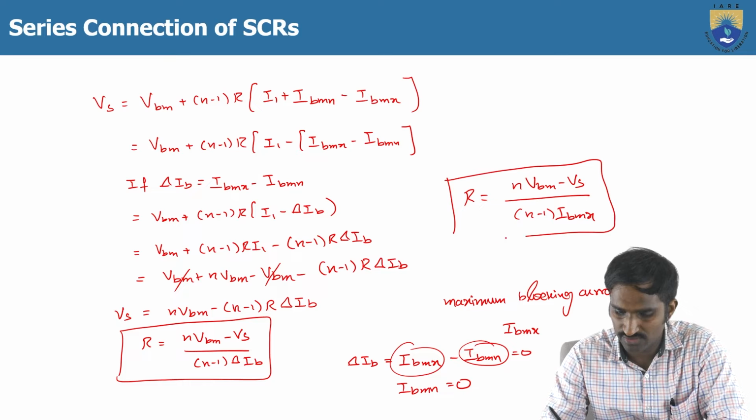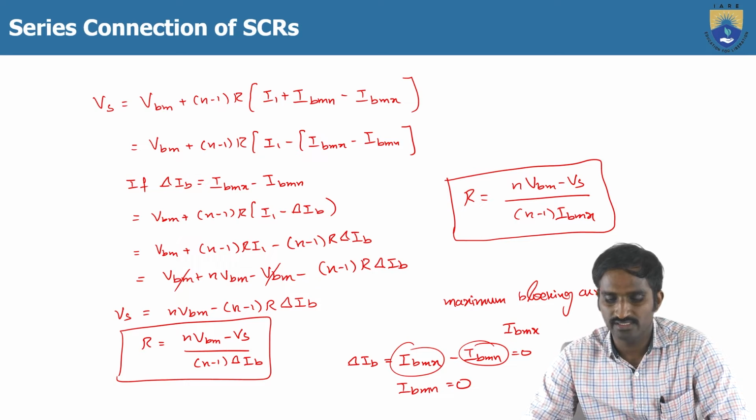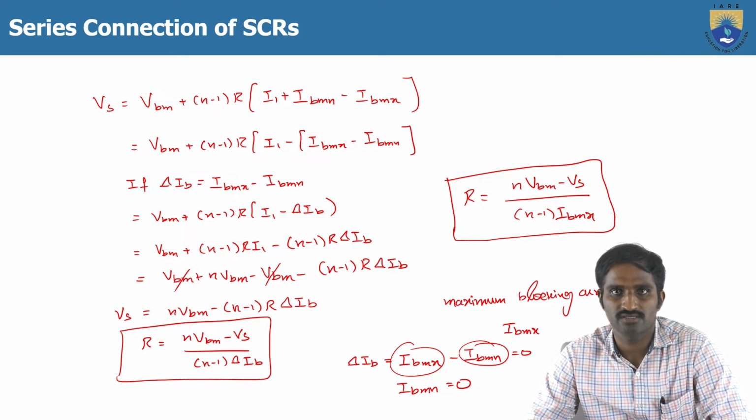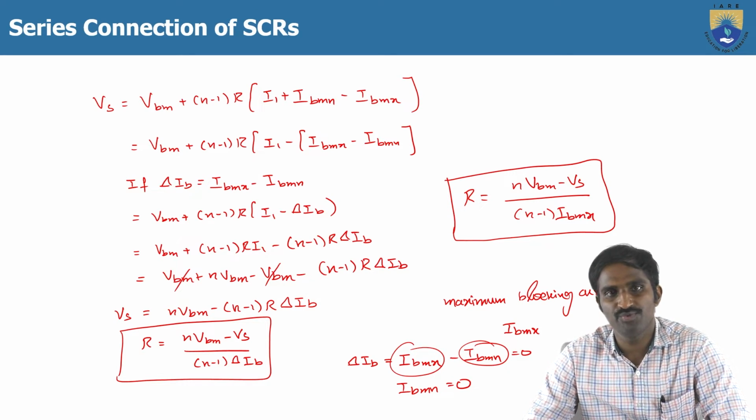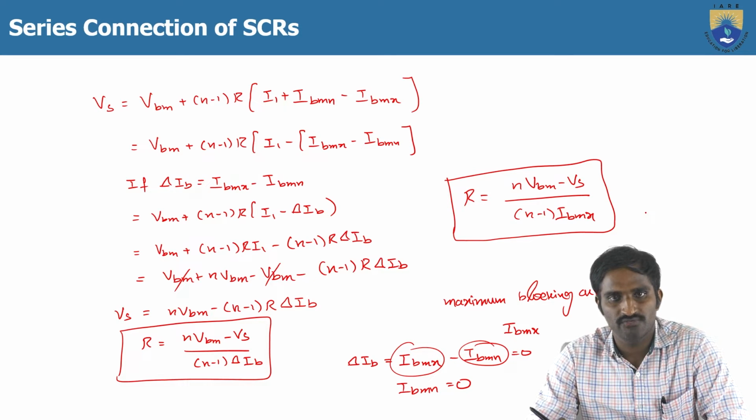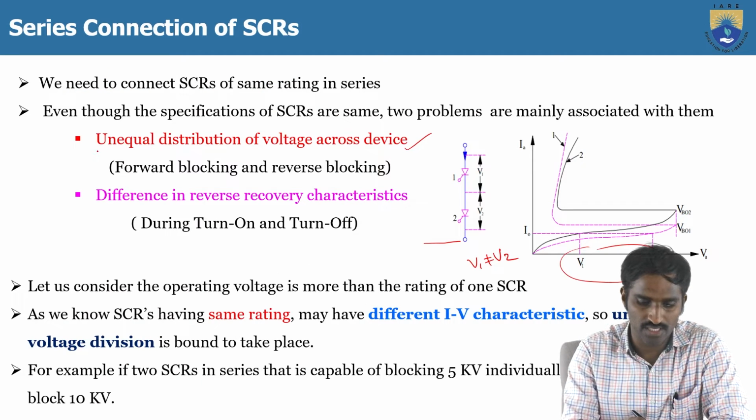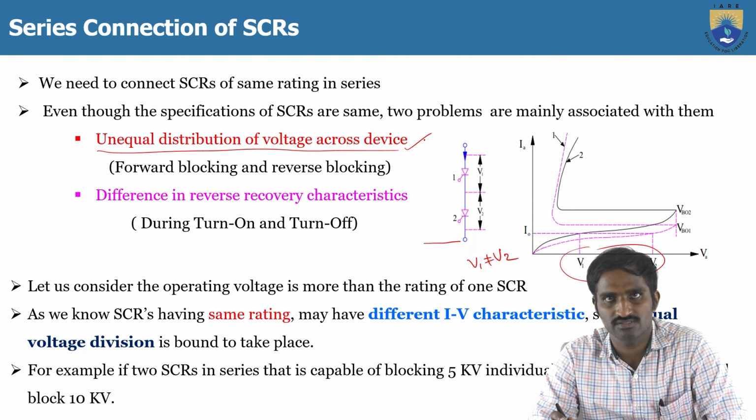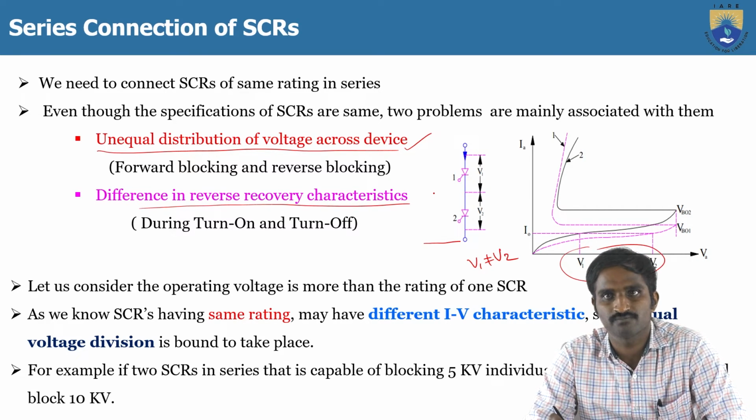So this is the final equation. Based on this equation, we can decide the value of the resistance which we must connect across each thyristor, so that we can make sure that equal voltage distribution will happen across each thyristor, right? So this is how we can overcome the first problem, which is associated with the unequal distribution of the voltage across each device. Then what about the difference in reverse recovery characteristics, right?